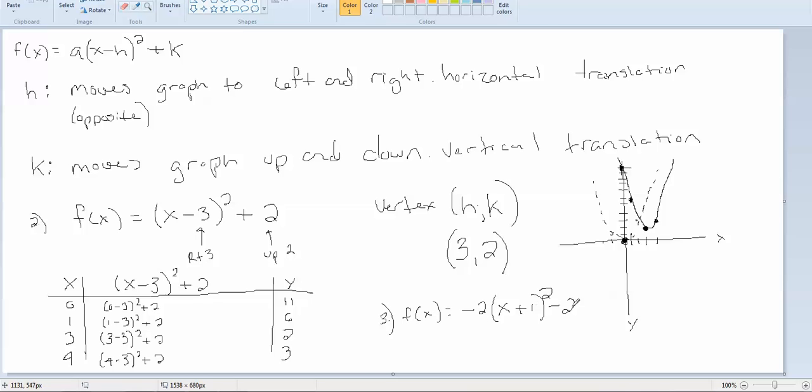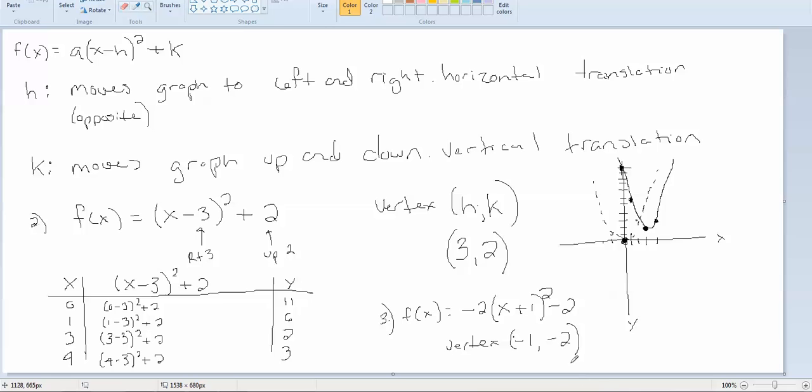Then what are we doing for the left and right? It's a positive 1, so we're going to move it to the left 1, and then the negative 2 will move it down 2. Okay, so what would be the vertex of this one? The vertex is basically your translations to the left, right, up, and down. And so it would be the opposite of what you see, which is -1, and then exactly what you see over here. So this is our vertex.